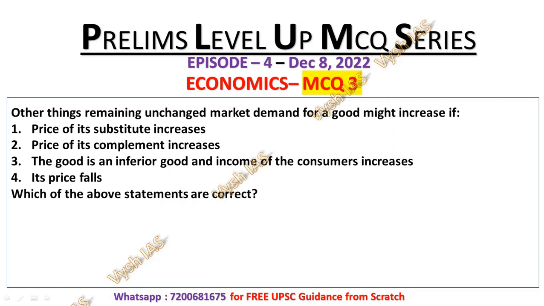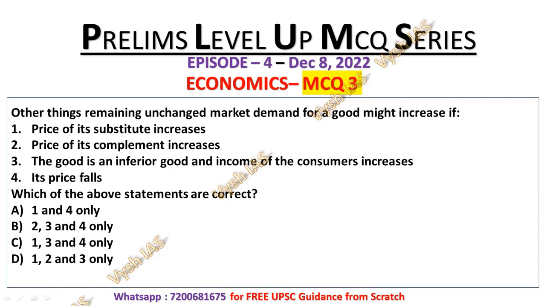Then which of the above statements is correct? You have to choose the correct statement. A is 1 and 4 only, B is 2, 3 and 4 only, C is 1, 3 and 4 only, and D is 1, 2, 3 only. I will give you 10 seconds. Try to answer this question and please write it in the comment section.